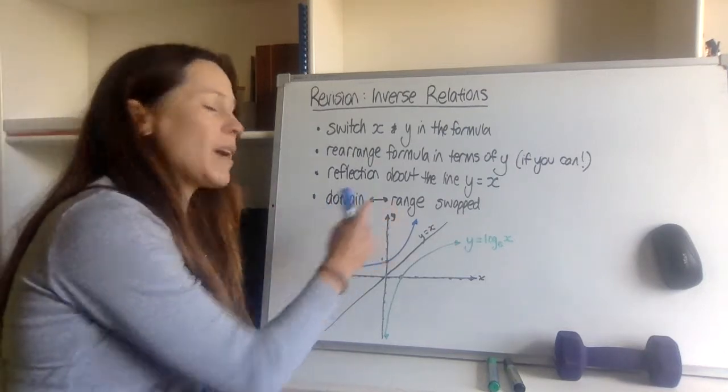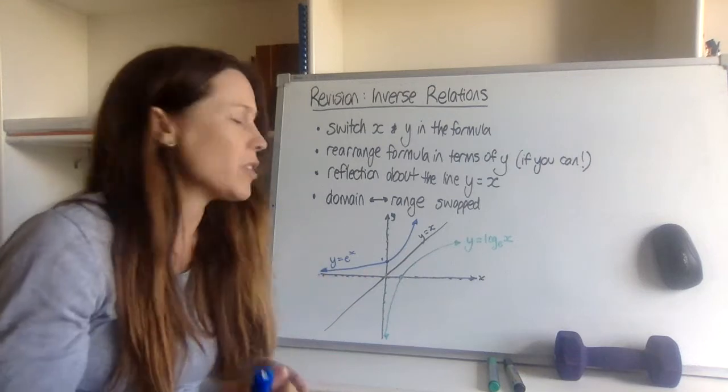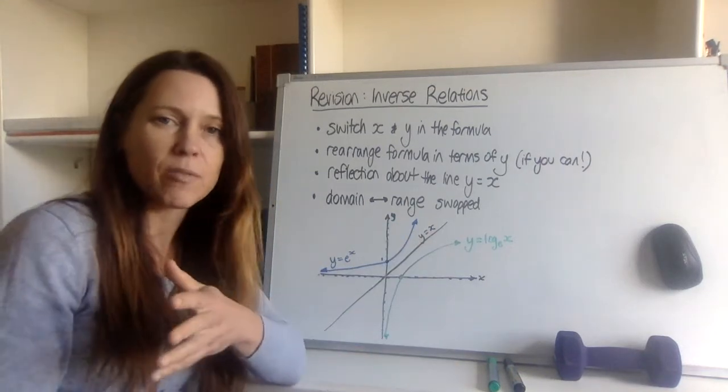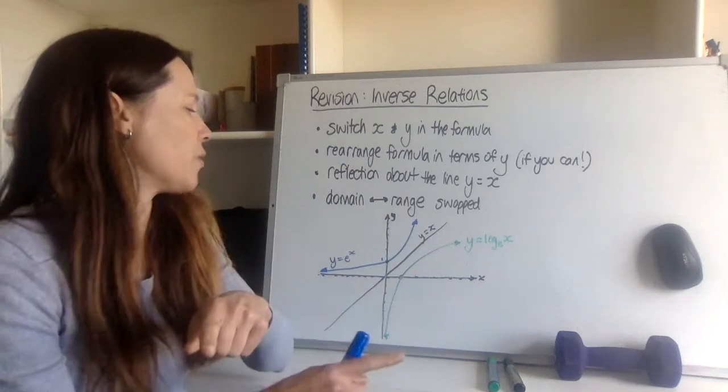Now, the domain and the range of a function or a relation and its inverse are literally swapped. And that's because the domain of one becomes the range of the other and vice versa.